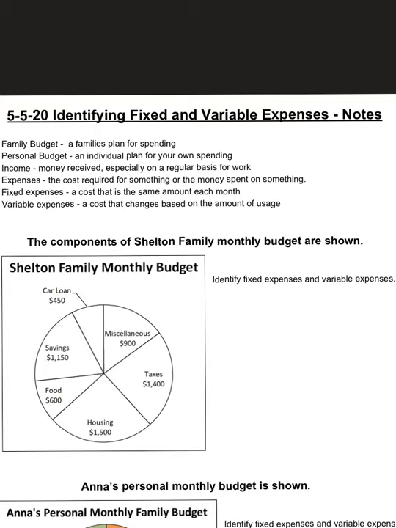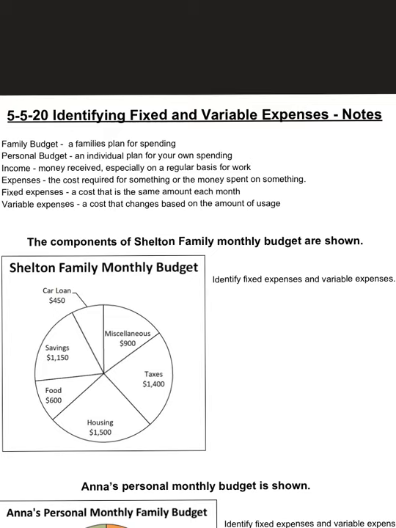Personal budget, well, that would be for your individual self, giving yourself a budget saying, this is how much I have, this is how much I can spend. An income is money you receive. So the income is money that comes in to you. Expenses would be the money that you have to pay for things that cost.